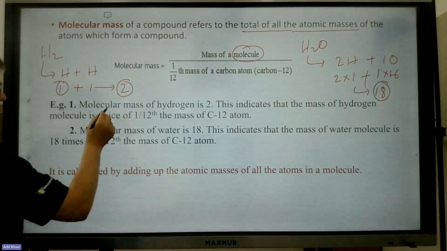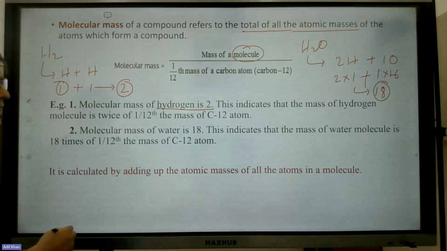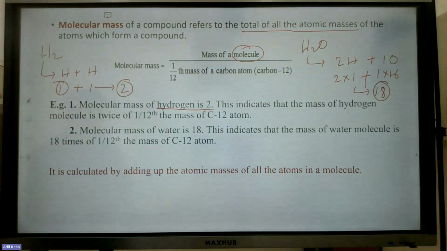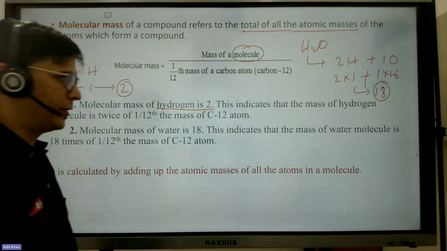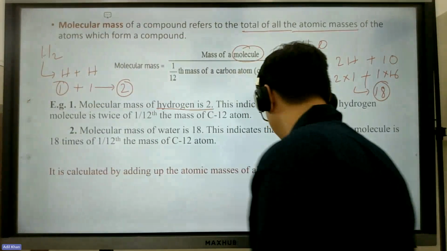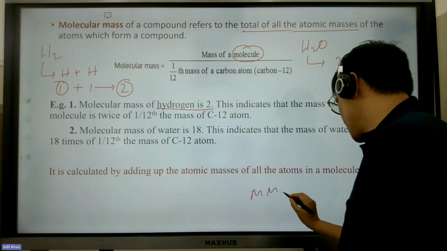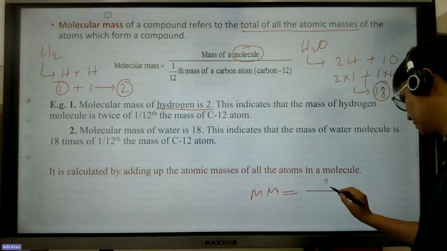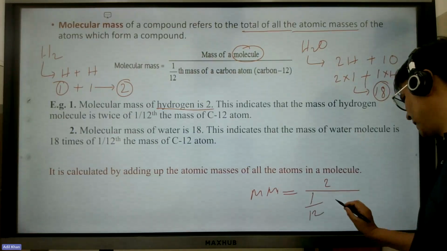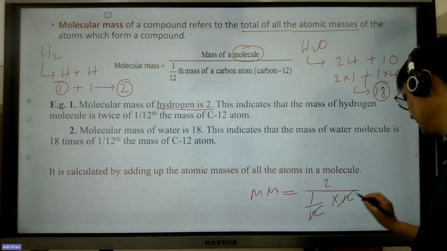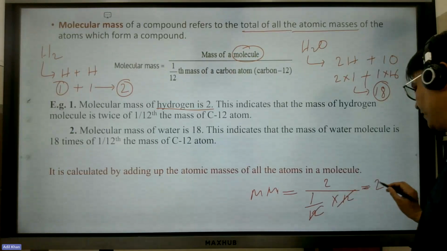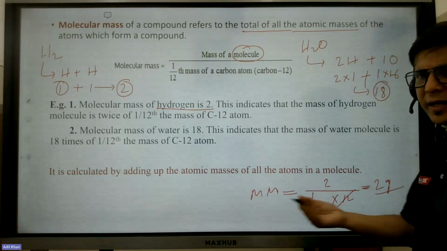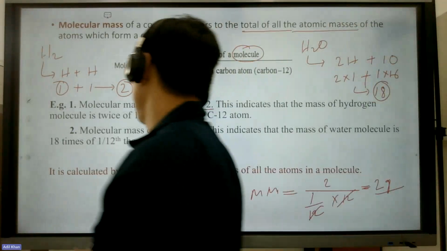Now let's see this in an example. Molecular mass of hydrogen is 2. This indicates that the mass of a hydrogen molecule is twice the mass of 1/12 the mass of carbon 12. What I mean by this, when you calculate molecular mass for hydrogen, you know it is 1 plus 1 is 2. So 1/12 mass of carbon 12, these two cancel, it gives rise to 2. If it is gram molecular mass, you take the unit as gram, or gram per mole for molar mass in future.